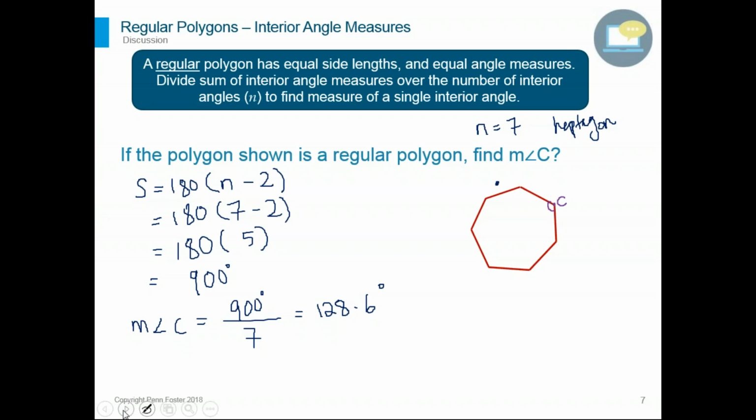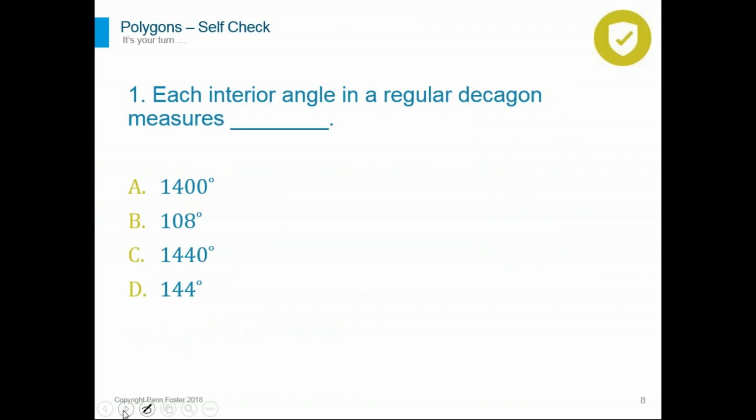Okay, let's look at a self-check question. Again, with polygons. So each interior angle in a regular decagon measures what? How many degrees would each interior angle in a regular decagon measure? In this question, we have two keywords, regular and decagon. How many sides will a decagon have? And how can we use the fact that the decagon is regular?